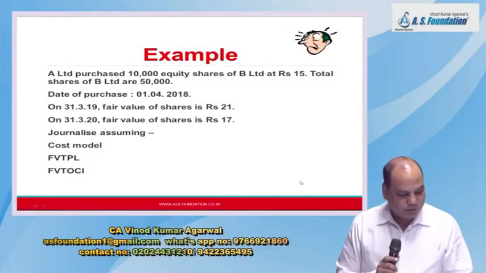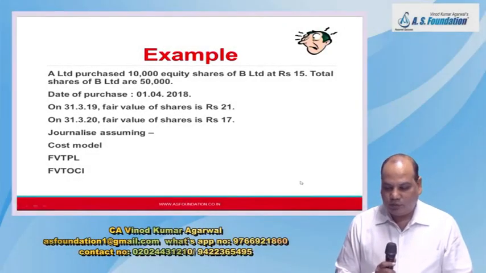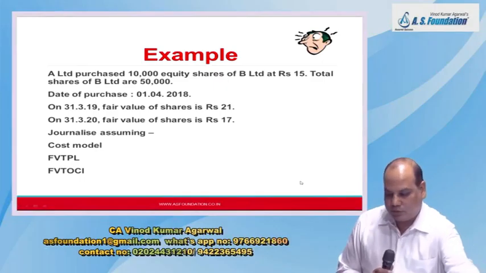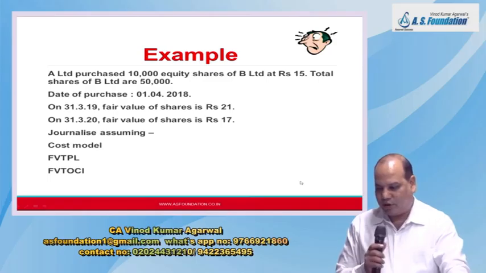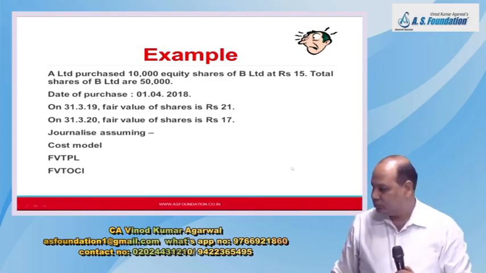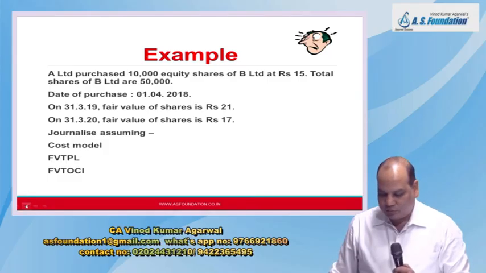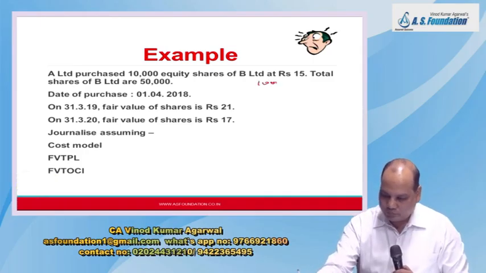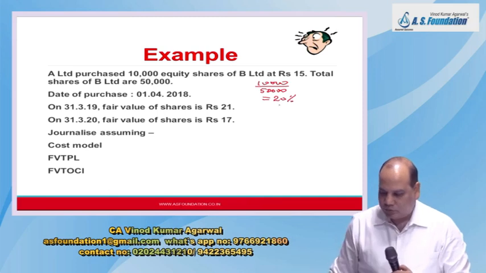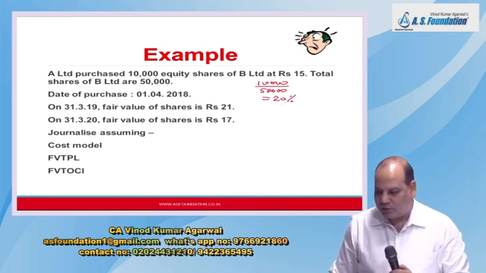Okay, come to this question number 1. A Limited purchased 10,000 equity shares of B Limited at rupees 15. Total shares of B Limited are 50,000. 10,000 upon 50,000. How many shares are they holding? 20%. With 20% you can have significant influence.